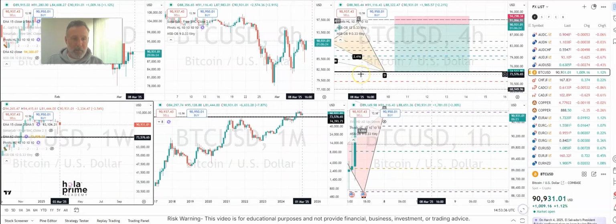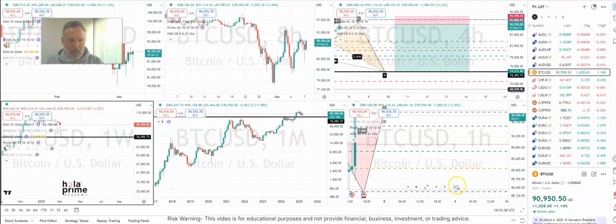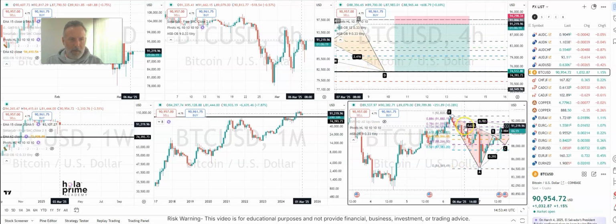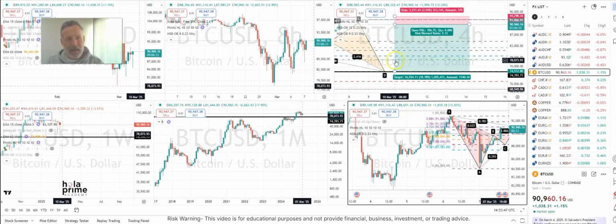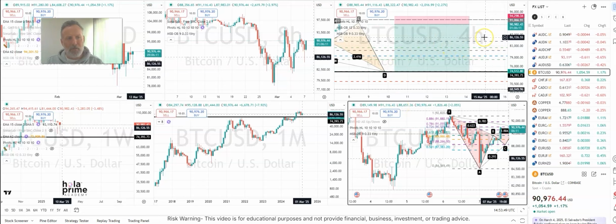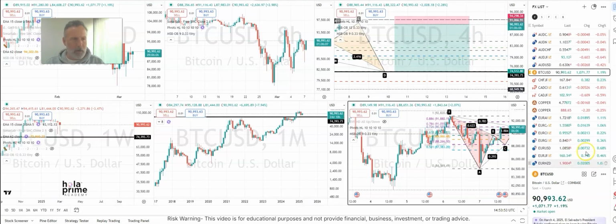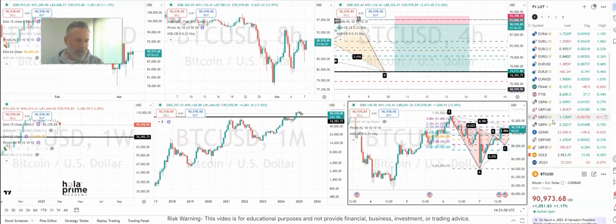So just to reiterate what I'm looking at with Bitcoin, I'm looking for a topping formation on the 1 hour chart, and then I'm looking for possible price action to take me down within this CD leg towards 74,500. Okay, that's Bitcoin.